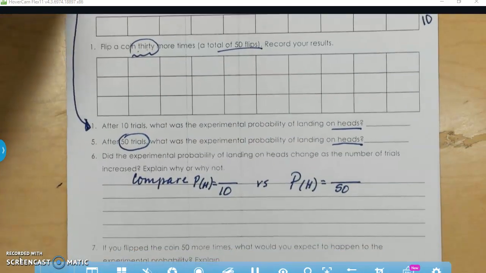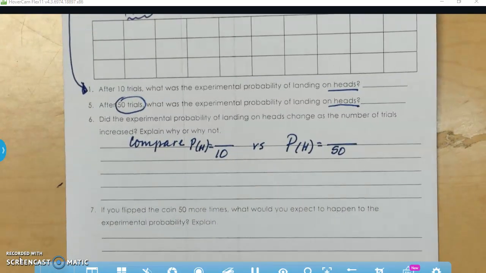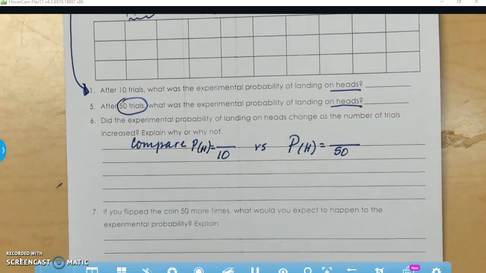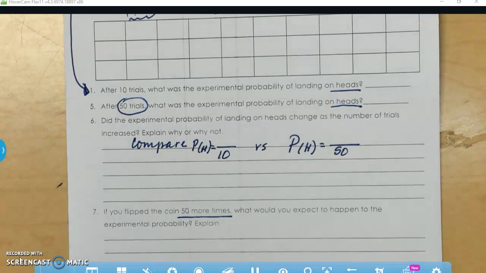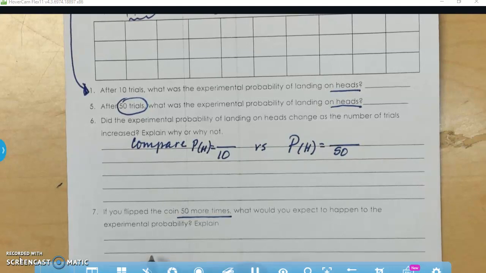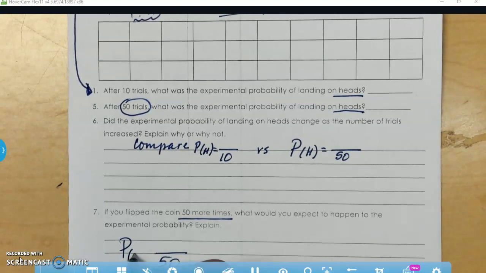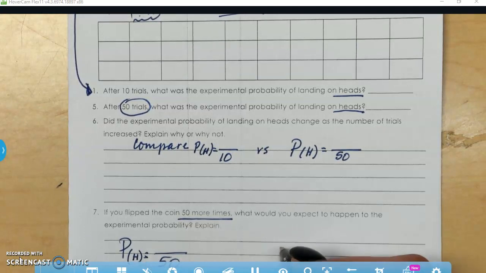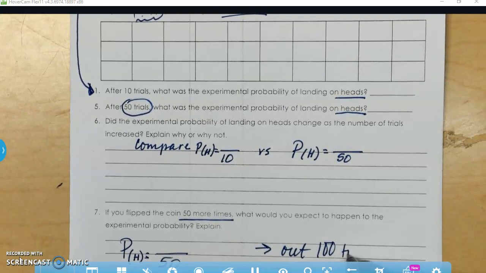So we've done predictions already. You guys are doing an outstanding job with those. So that's the last question for your note. So then we can compare our results tomorrow. It says, what if you flipped it 50 more times? What would you expect to happen to the experimental probability? So what are your values for 50 trials? And then you are making a prediction. So predict out of 100 trials.